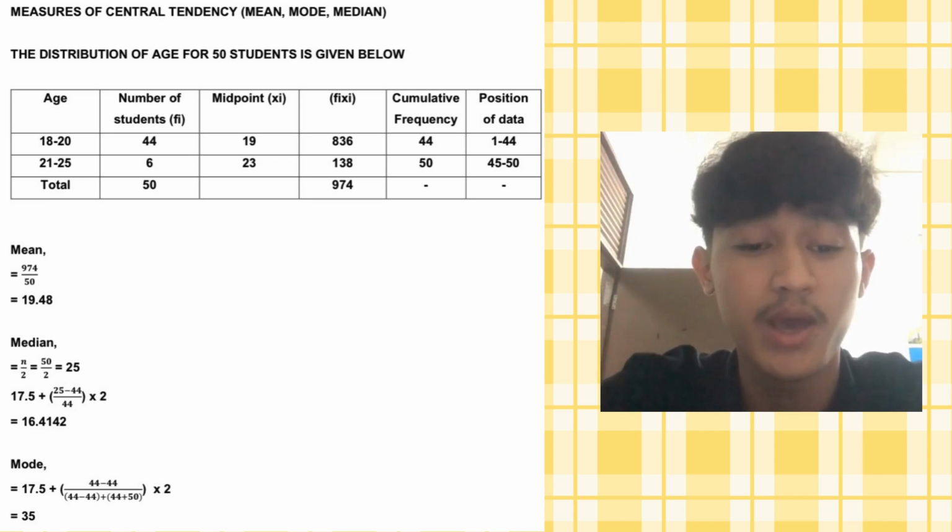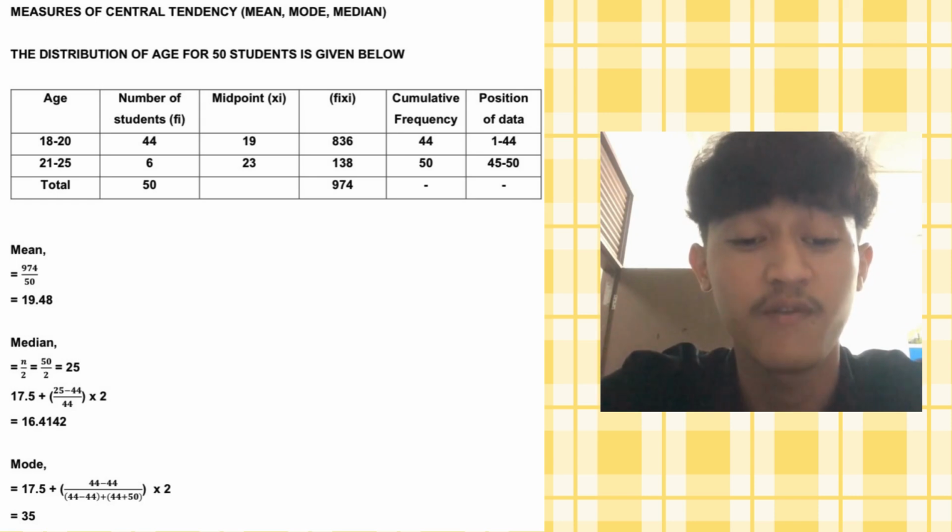For the slide content, age group 18 to 20, number of students is 44, midpoint or xi equal to 19, and fi times xi equal to 836. Cumulative frequency is 44. Position of data is 1 to 44. Age group 21 to 25, number of students is 6, midpoint is 23. Fi times xi is 138. Cumulative frequency is 50. Position of data 45 to 50. Total number of students is 50.